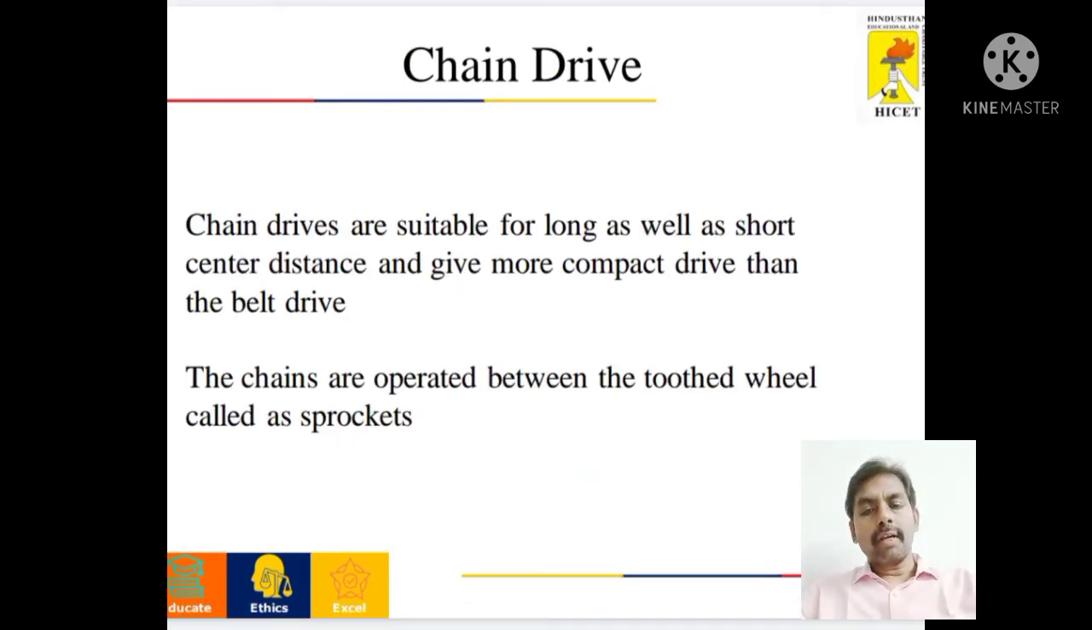Next, you can go for the chain drive. The chain drives are suitable for long as well as short center distance and give a more compact drive than the belt drive. It is more compact than the belt drive. That is a very important one. And the next one is the chains are operated between the toothed wheels called sprockets.